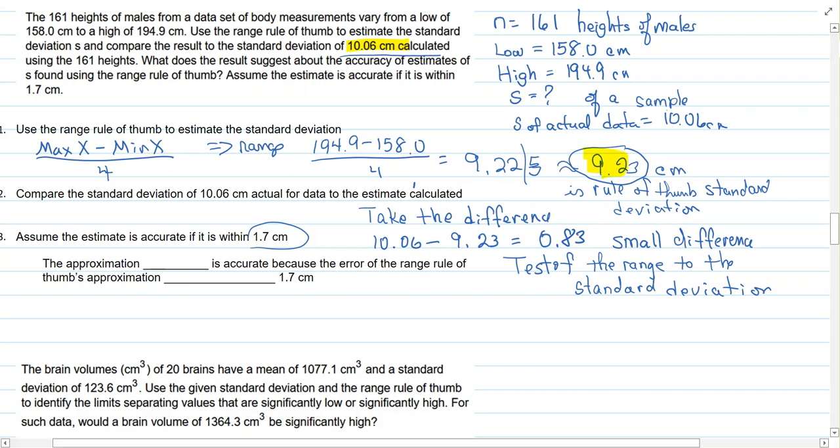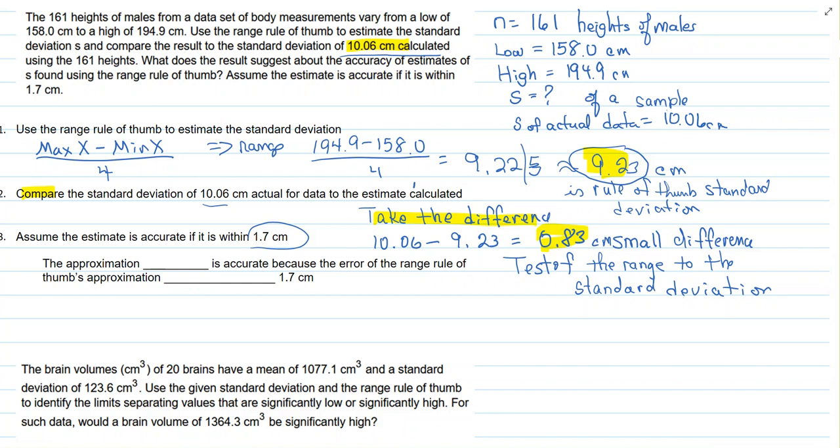Okay, now we discussed it in the last one. Then they said compare. And we said, oh, we take the difference. And what we did, we got less than 1 centimeter. I forgot to put that on there. Very close to what we're going to compare it to. So if we compare it to the 10 and 600ths, we're only 83 hundredths difference between the rule of thumb and the actual standard deviation of the actual data.